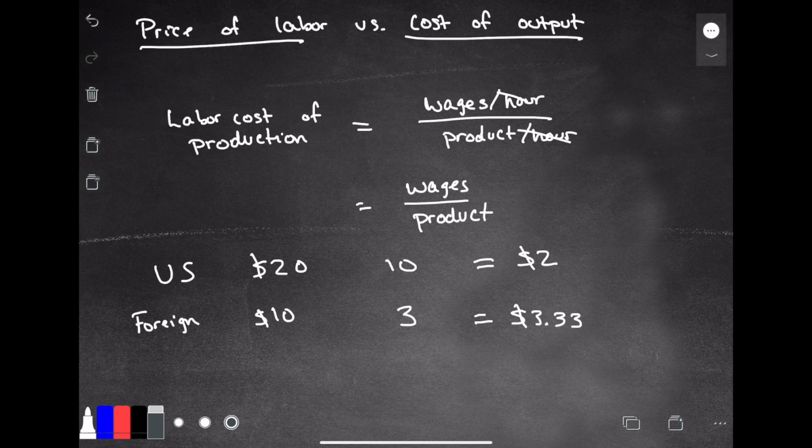Now, what would happen in this market if these numbers were actually true? Well, we would see US workers get employed. Now this would increase the demand for their services, which would actually act to increase their wages, but also increase their labor cost per unit of output. We would also see the demand for foreign labor actually decrease, which would decrease their wages and also decrease their labor cost per unit of output. And this would continue until the labor costs of production are actually equilibrated.